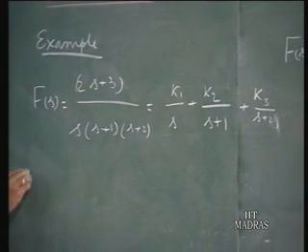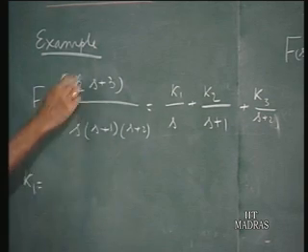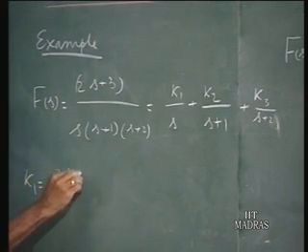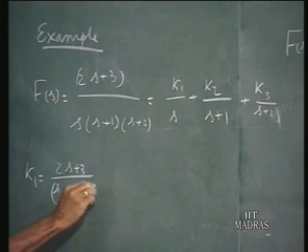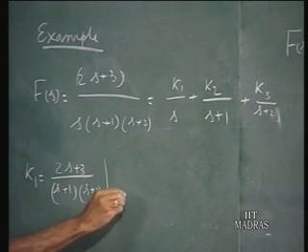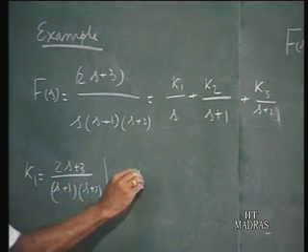To find out k1, you multiply this function by s. So once you multiply this function by s, you have (2s plus 3) over (s plus 1) times (s plus 2). And substitute the value s equals 0, because the pole is at the origin, pole at s equal to 0. This will be 3 upon 2.